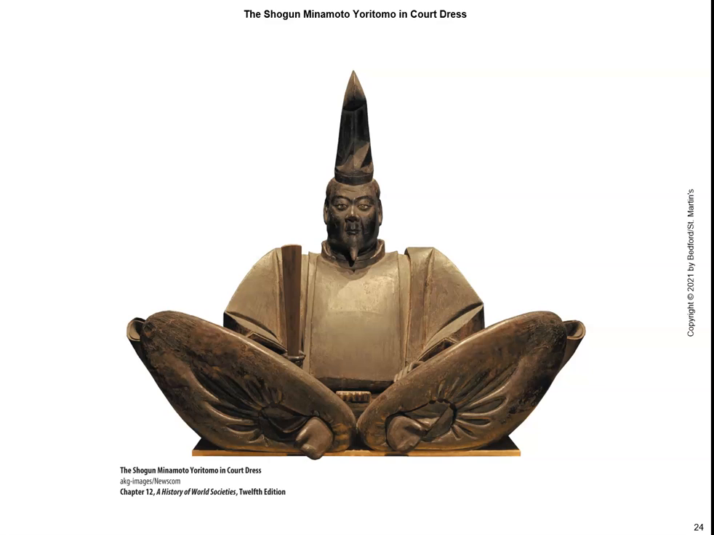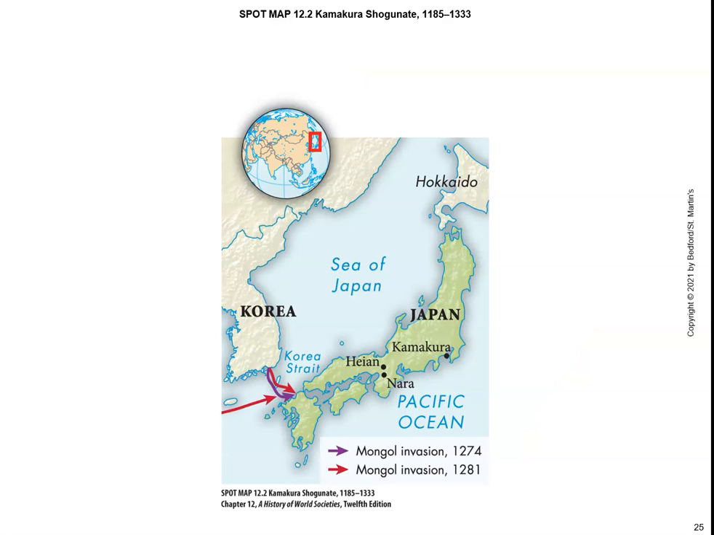Just giving you an example here, a statue of Yoritomo in court dress, so you get an idea of what he looked like. Another map for you, this one of Japan, focusing more on that. You can see the Mongol invasions, the 2 attempts, and remember the Japanese are able to hold them off on both of these attempts.